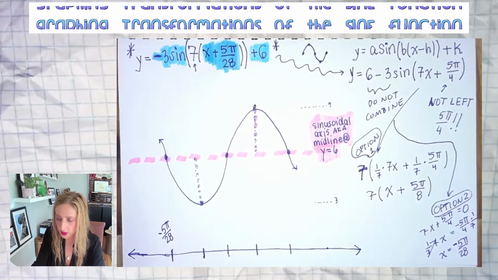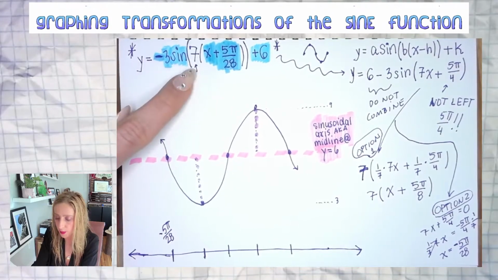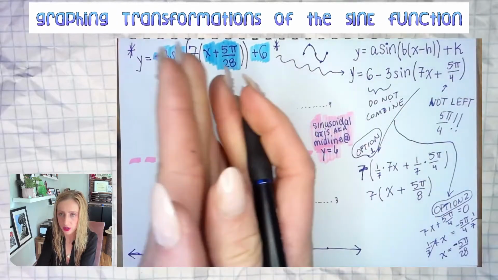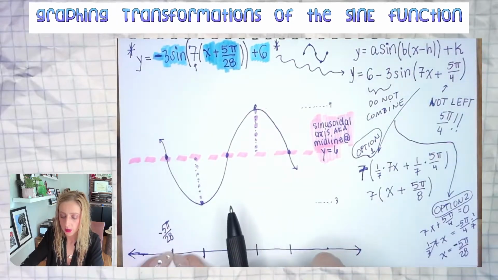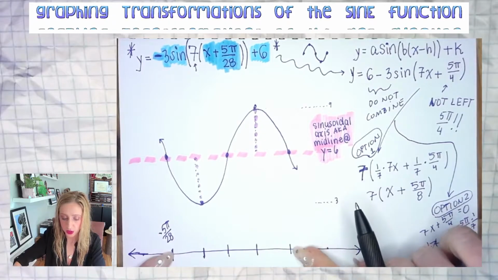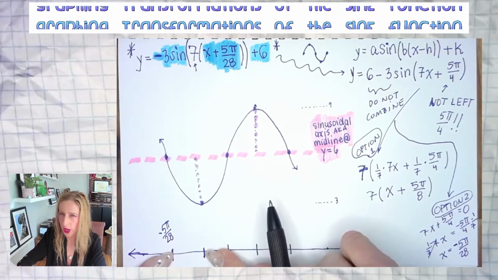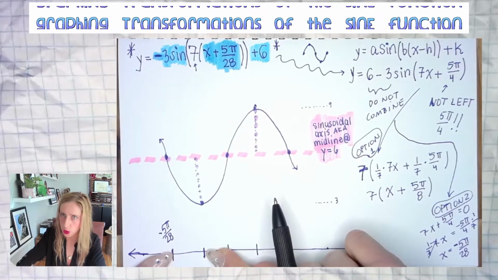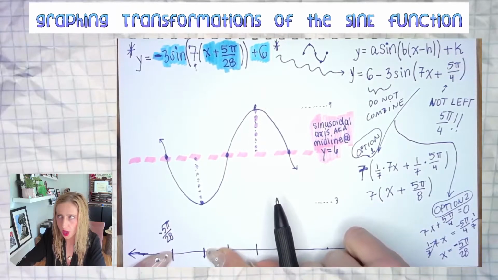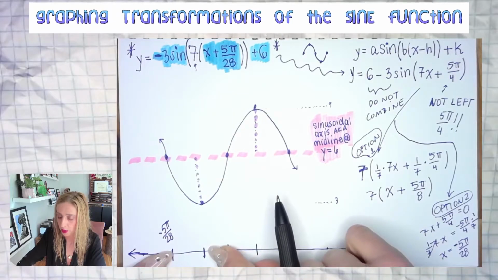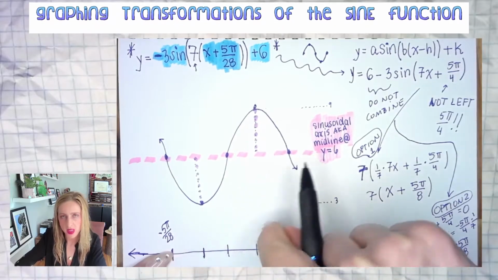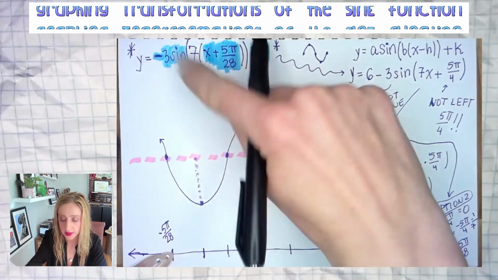So last thing we need to take care of is the 7, and that's B, and that affects your horizontal stretch or compression. Normally, the whole length from start to finish is 2 pi. Normally, this is a quarter of 2 pi, which is really 1 pi over 2 or 2 pi over 4, 1/4 of 2 pi. Check back your notes. So I want a quarter of this graph though, which is affected by that 7.